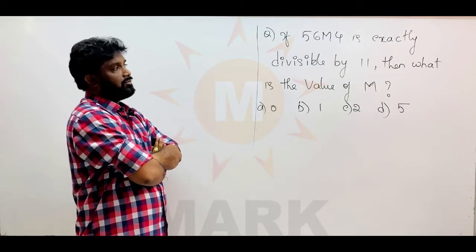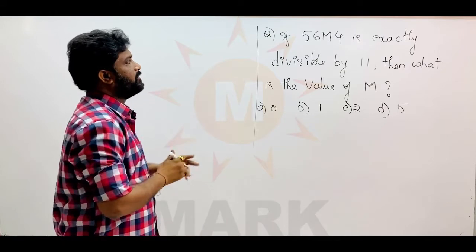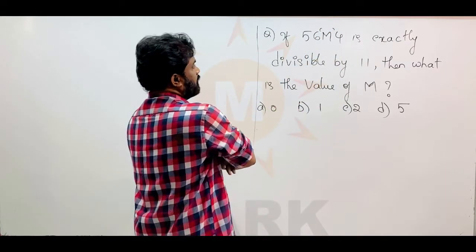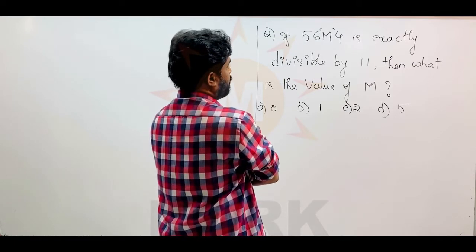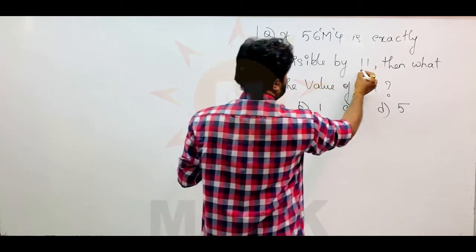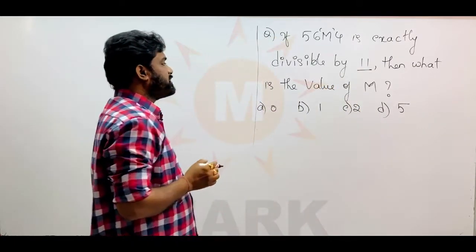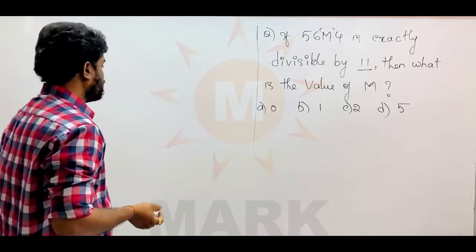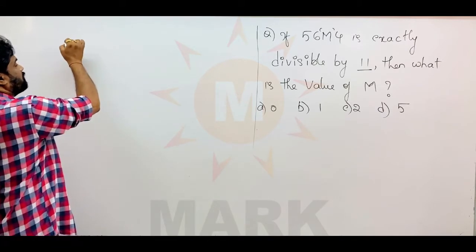Friends, let us have a look at this question. If 56m4, m is a variable here, is exactly divisible by 11, then what is the value of that variable m? Options are 0, 1, 2, 5. Friends, here I will try to solve in both the methods.